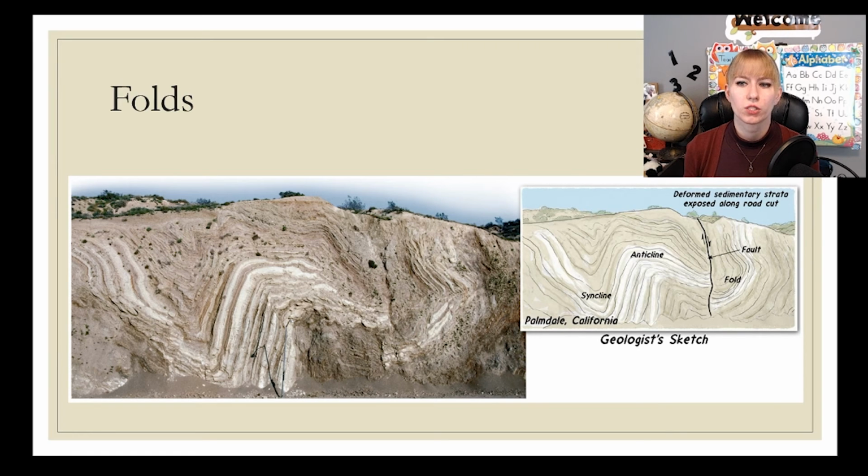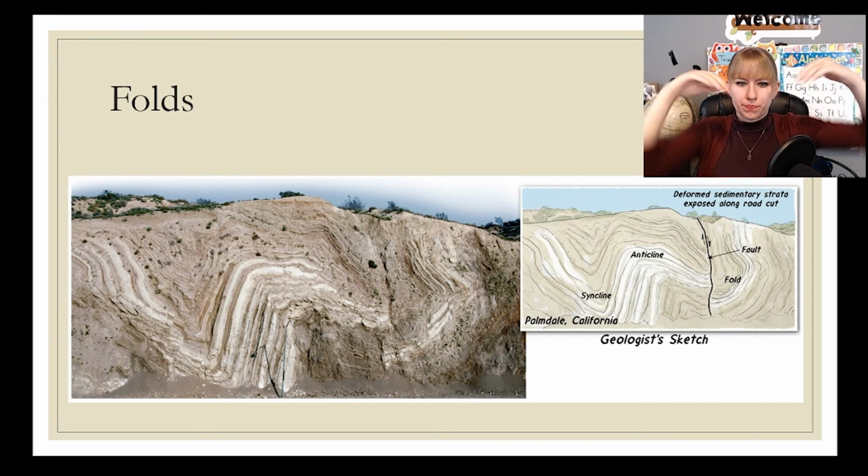Folds occur on a rock during ductile deformation. These are wave-like undulations that form when rock bends under compression. These compressional forces shorten and thicken the crust, forming anticlines and synclines. So if you want to remember it this way, anticline makes this shape, syncline makes this shape.